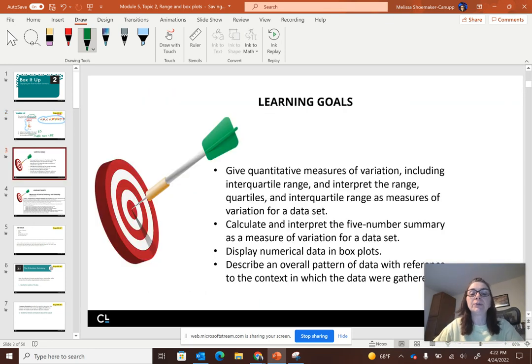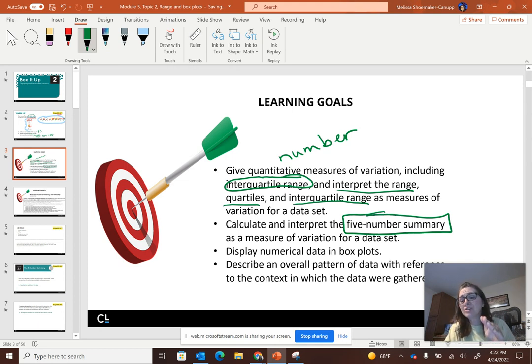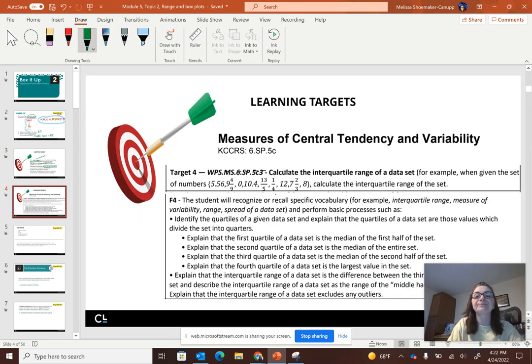Our learning goals today, we're still working on quantitative. Those are quantities, numbers. We're going to be moving towards interquartile range, interpreting the range. What does that mean? What are quartiles? What are interquartile ranges and the measures of variation for a data set? And then we're seeing this 5-number summary. You guys already know it: mode, median, mean, range. Then we have the interquartile range. So you're getting really close.